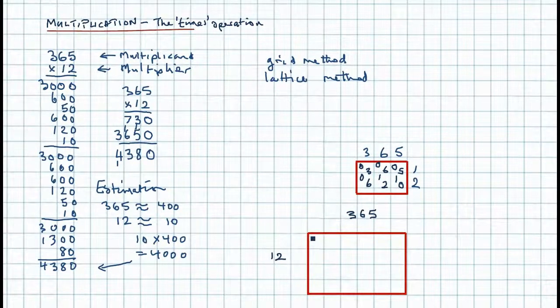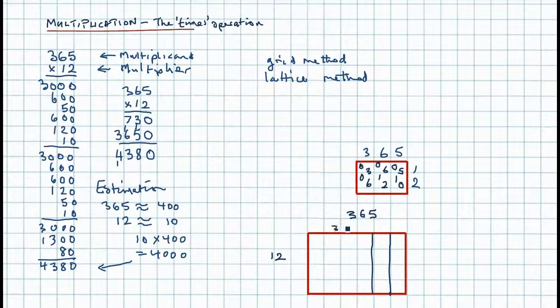So the idea is really rather like area. We've got a 365 dimension here and a 12 dimension here. We now split it up, and depending on how you've been taught, there are different ways of doing this. You might split it up evenly just to make an ordinary table with the same size sort of cells, or perhaps a more intuitive method is to say, well, 300 is about here, and now we've got our 60, and the 5 will be this bit at the end.